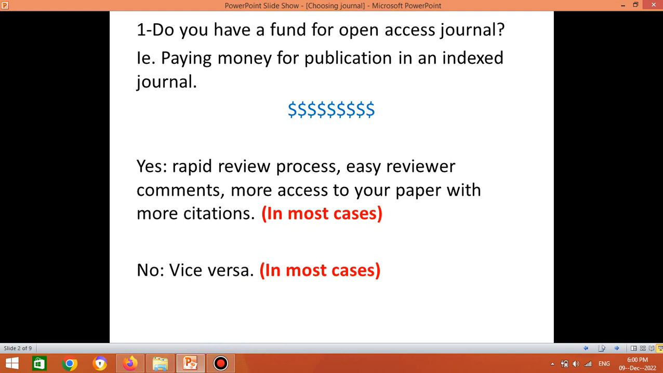you have many advantages like a rapid review process, a rapid decision letter within 1 to 3 weeks mainly, easy review comments, more access to your paper, and accordingly more citations. This is true in most cases; however, there are many exceptions in open access journals, especially high impact factor journals, and vice versa for the subscription option, which means you'll publish your paper without any fees.